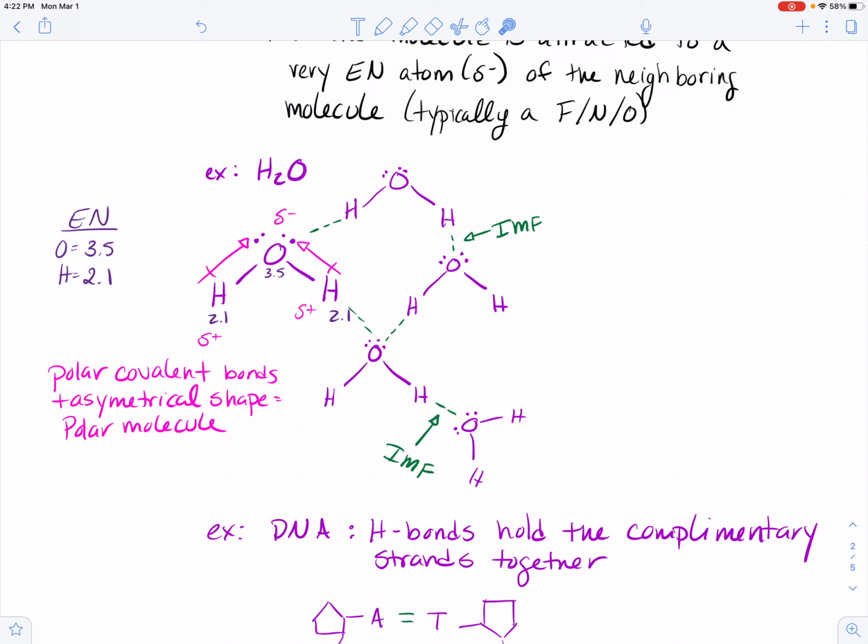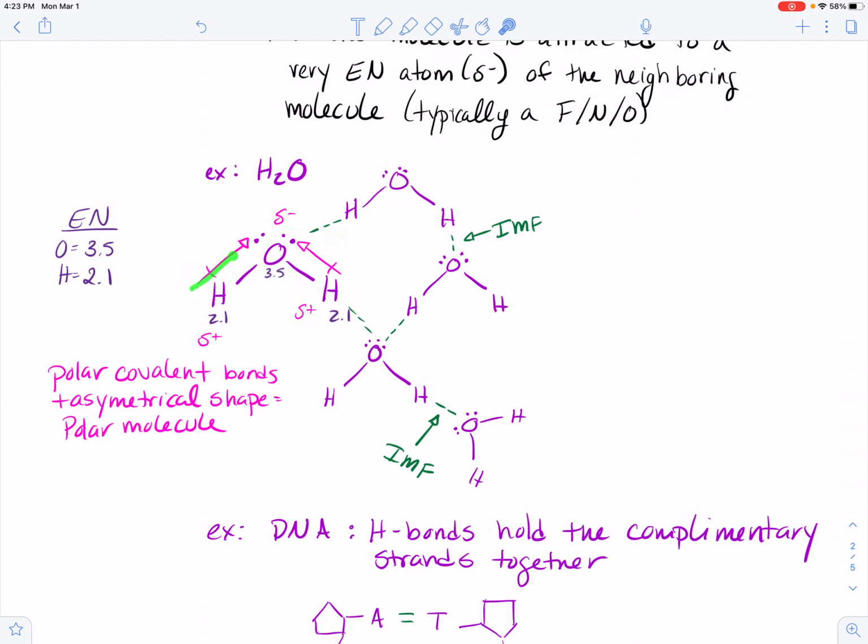H2O is our number one best example of this. So when I look at water, oxygen has an electronegativity of 3.5. Hydrogen has an electronegativity of 2.1. So when I look at that and the fact that it has a bent shape, it has polar covalent bonds. There's a polar covalent bond between this oxygen and this hydrogen because oxygen is more electronegative than it. And there's a polar covalent bond between this oxygen and this hydrogen.